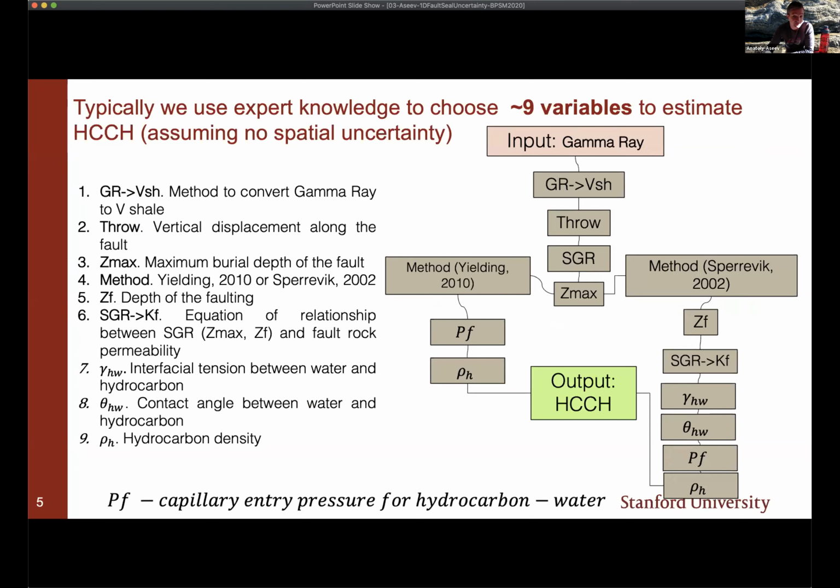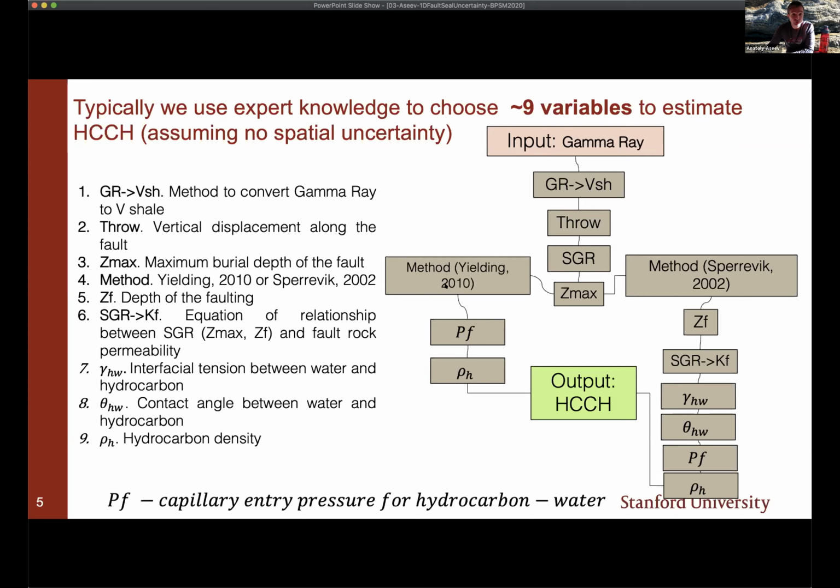So what can these variables be? Actually there are 9 of them. The first is, usually we have our wells with the log data. Usually we use gamma ray data to convert gamma ray to the shale. There are several methods, linear, non-linear methods, many proprietary methods, or advanced methods, for how we can do this conversion. Together with vertical displacement along the fault, these 2 give us SGR, shale gouge ratio, which is not a variable, just a proxy for the amount of shale on the fault plane.